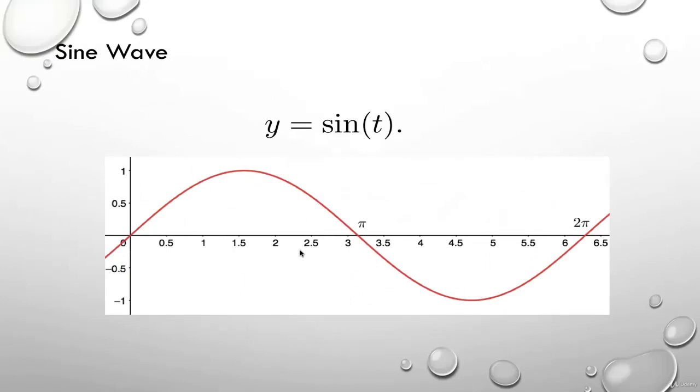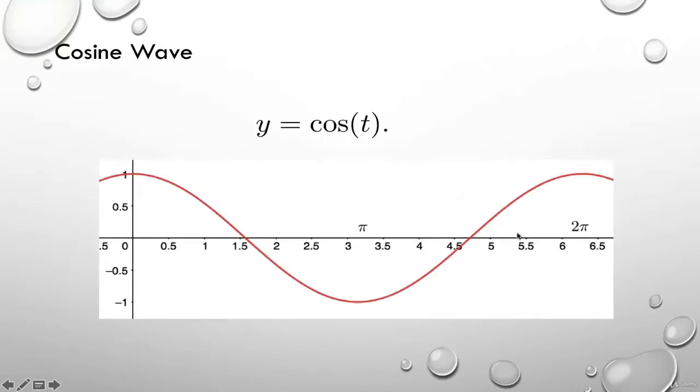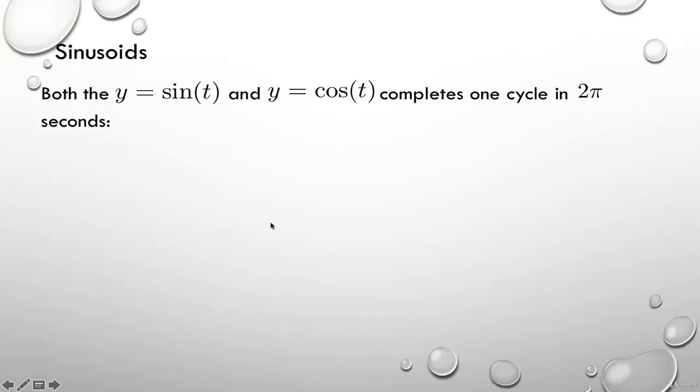Here's a sine function that you might remember from pre-calculus or algebra 2. This function has an amplitude of 1 and a period of 2 pi. Here's a cosine function. It's the same thing as the sine, except that you shift over by pi over 2. So these are basic sine and cosine functions. They complete 1 cycle in 2 pi seconds.